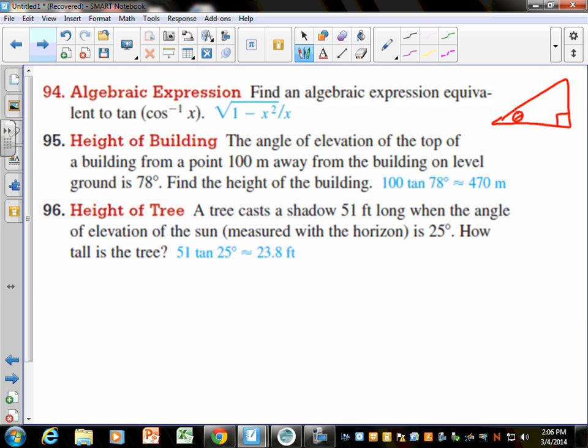Cosine is adjacent over hypotenuse, which means you could label that as x over 1. And you should be able to do Pythagorean theorem. I shouldn't leave much room for myself to squish that up there. But Pythagorean theorem would leave me this to be the square root of 1 squared, which is just 1, minus x squared.